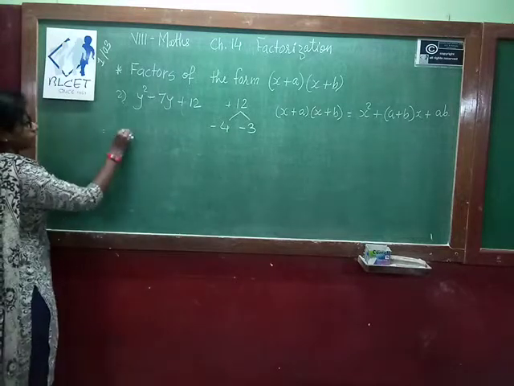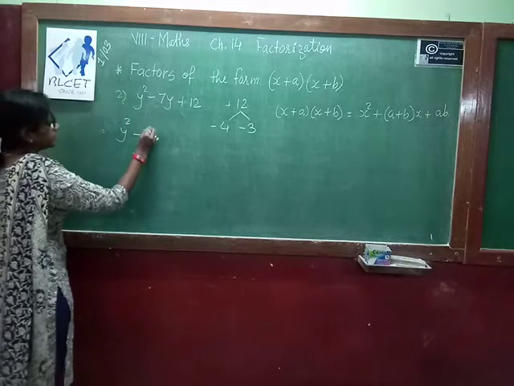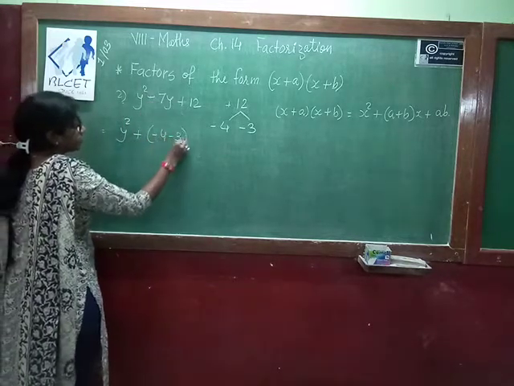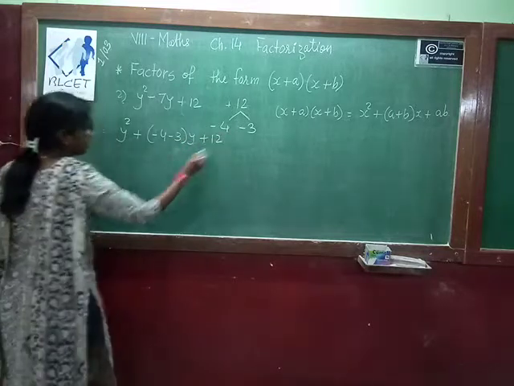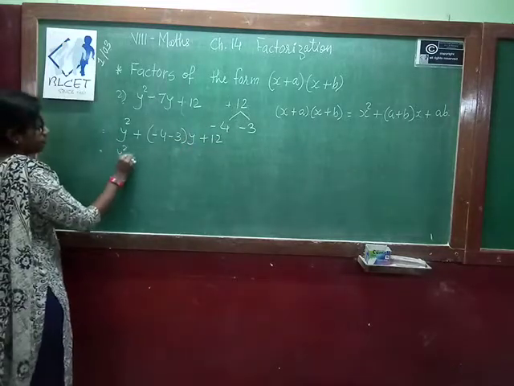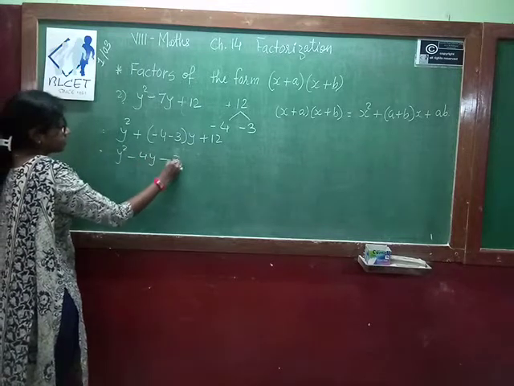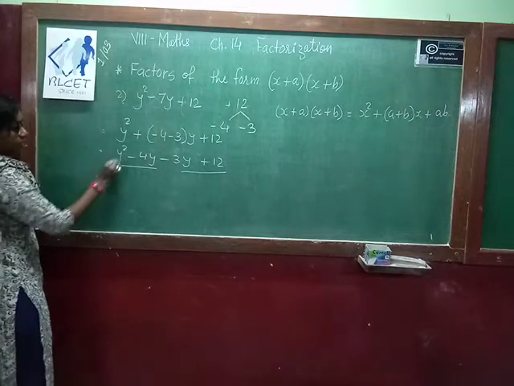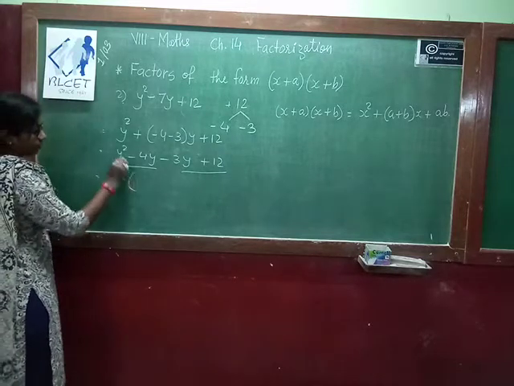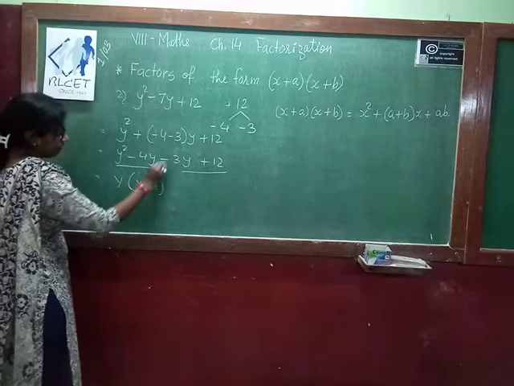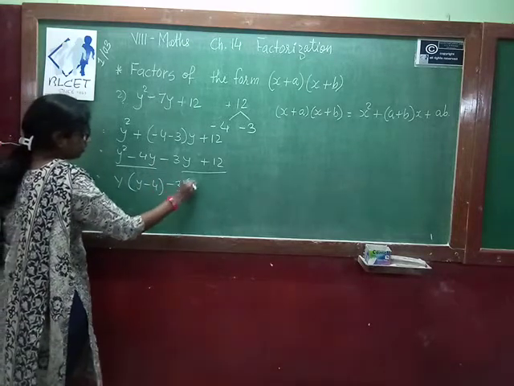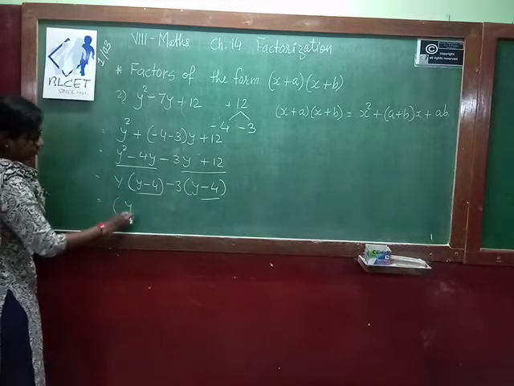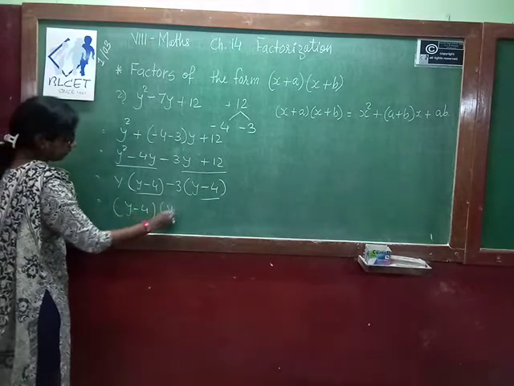So what we can do? In place of minus 7y we can write minus 4y minus 3y plus 12. So what we can write? y square minus 4y minus 3y plus 12. This is your group, this is your group. What is common here? y is common. So y minus 4 is left, minus 3 is common, y minus 4 is left. These two brackets are common. So y minus 4, y minus 3.